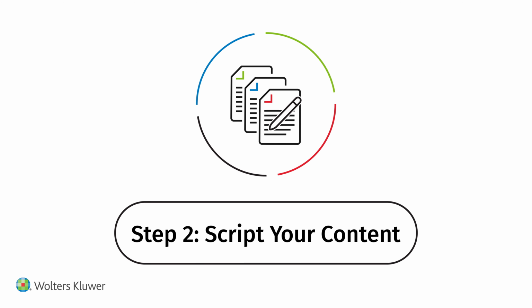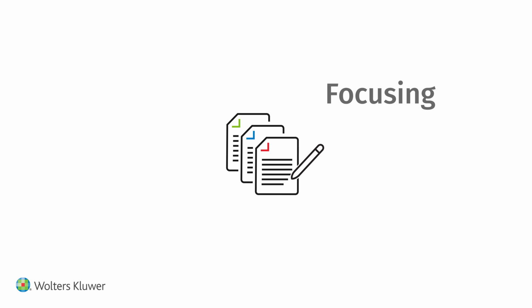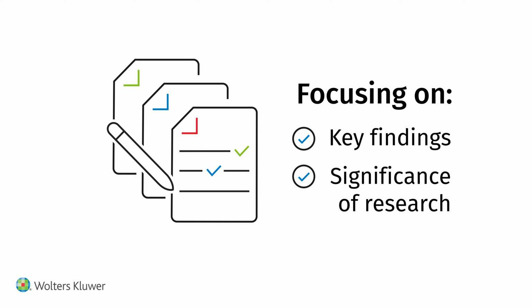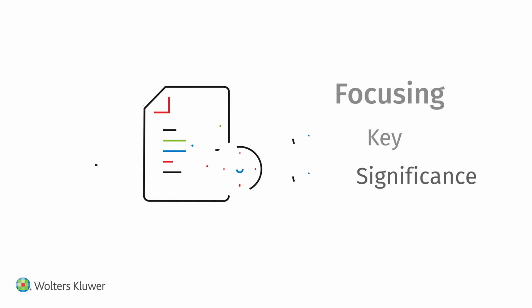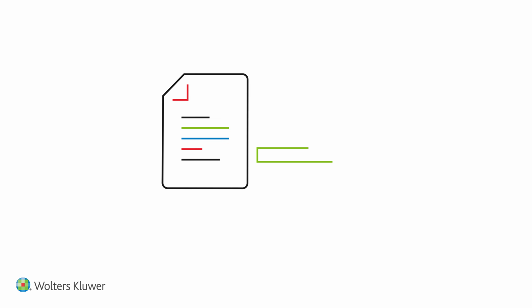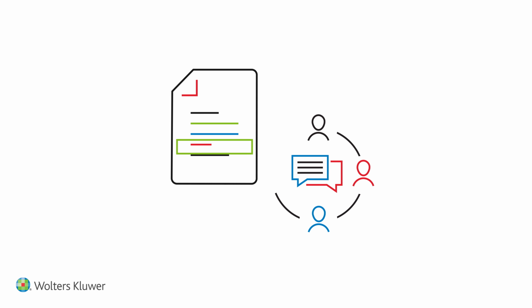Step 2. Script your content. Plan your script carefully, focusing on the key findings and significance of your research. Keep your narration concise, ideally within 2 to 3 minutes. Highlight your main conclusions clearly to ensure viewers grasp the essence of your work quickly.